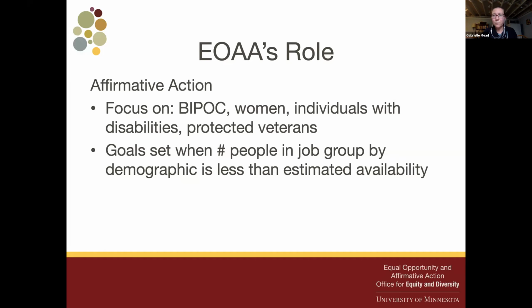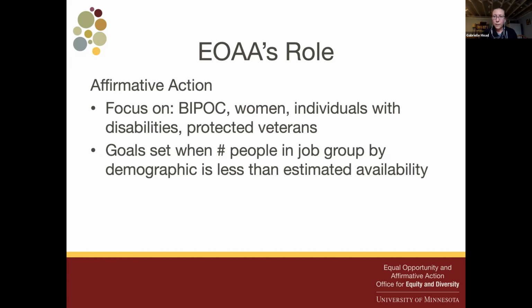So we do that assessment for availability for women and for people of color and Native Americans, American Indians. And you'll notice that I didn't mention individuals with disabilities or protected veterans, and that's because we do it a little bit differently for those groups.